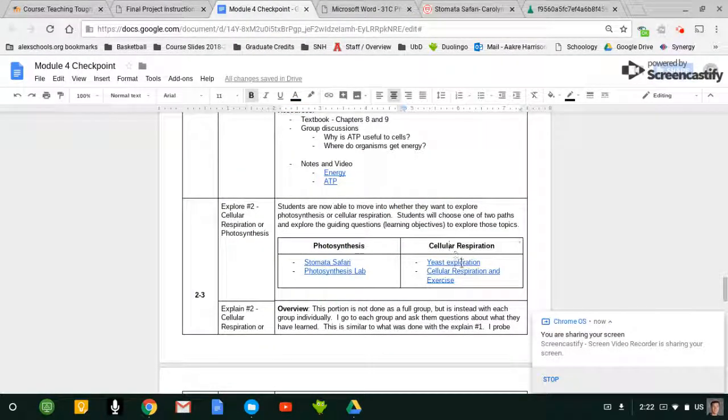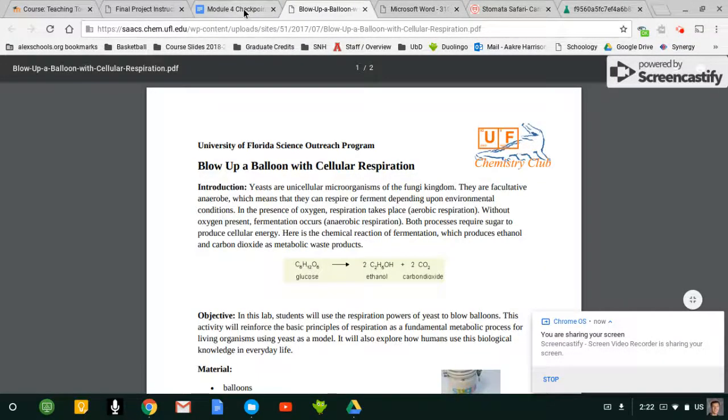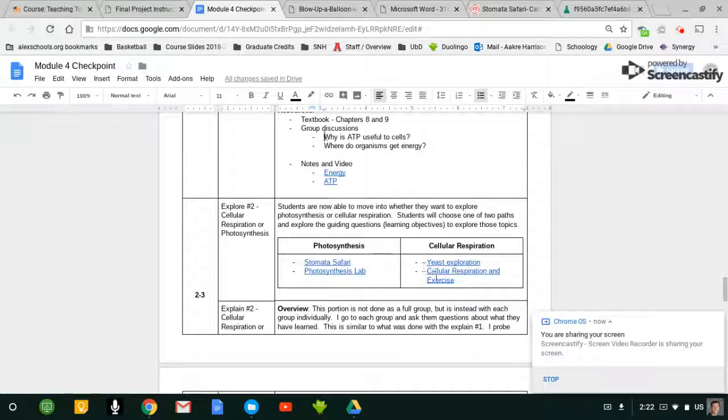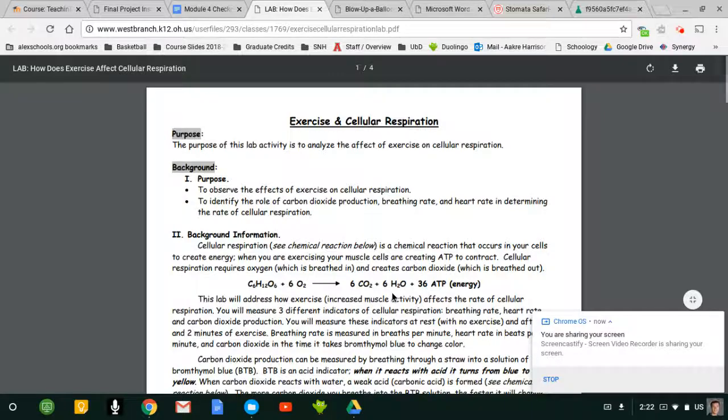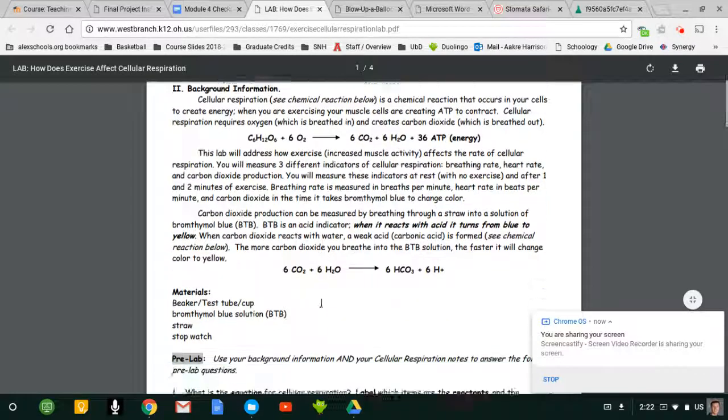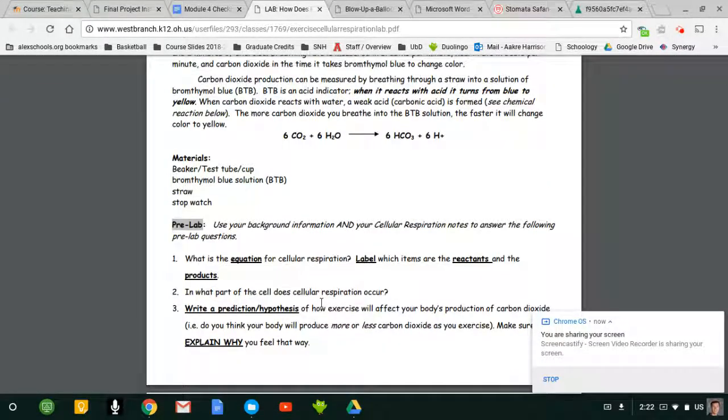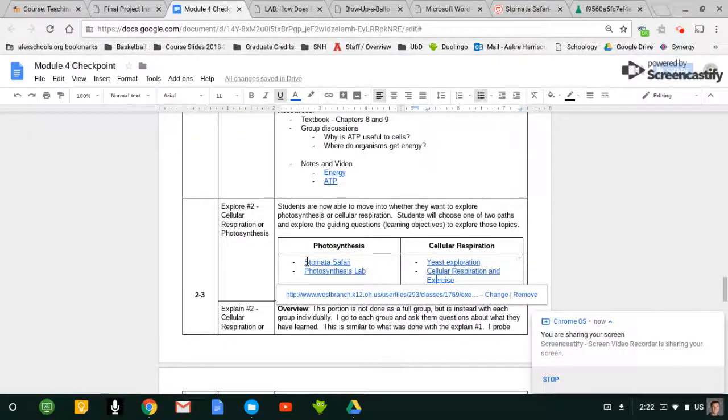The cellular respiration individuals are going to be using the balloon and the yeast and sugar. So looking at what's going on, trying to understand those types of things. And then cellular respiration and exercise. So using bromothymol blue and running up and down to figure out what's going on. They should understand ATP and so forth up to this point.